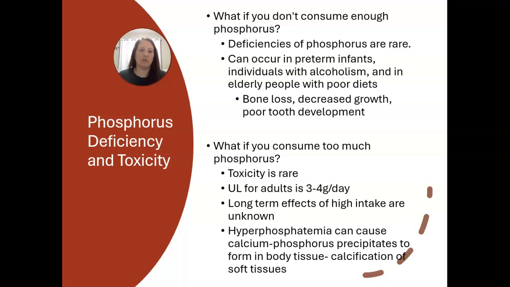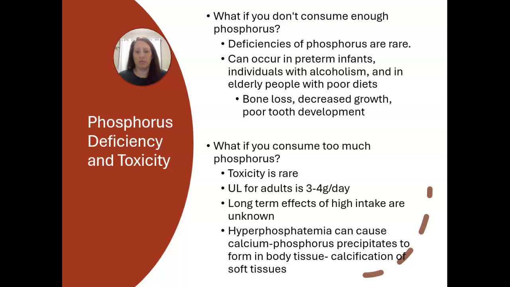Okay, so what if you don't consume enough? So again, deficiencies of phosphorus are pretty rare because it's found in a wide variety of food sources. However, phosphorus deficiency can occur in preterm infants, also in individuals who suffer from alcoholism. They have poor absorption rates, as well as in elderly people who may have poor diets. And so, just like calcium, if you don't have enough phosphorus, you're going to suffer from bone loss, impaired growth, poor tooth development. So again, a lot of the same things that we saw with calcium.